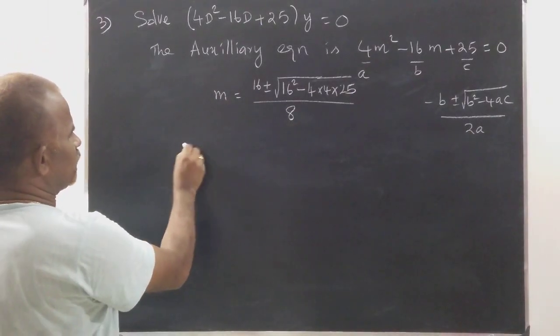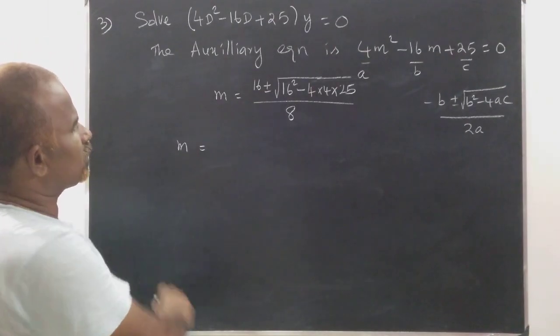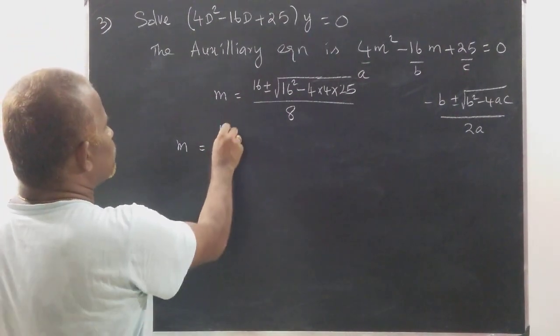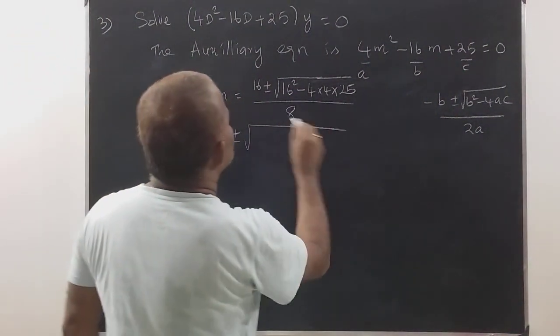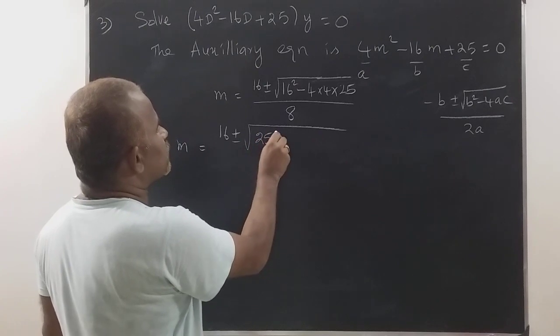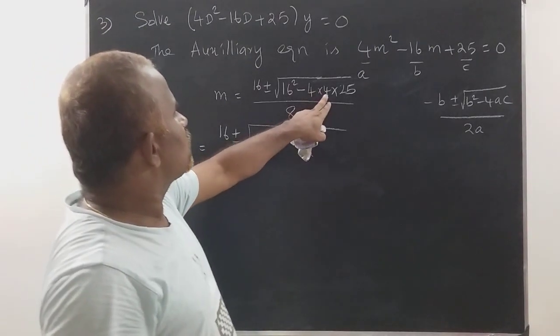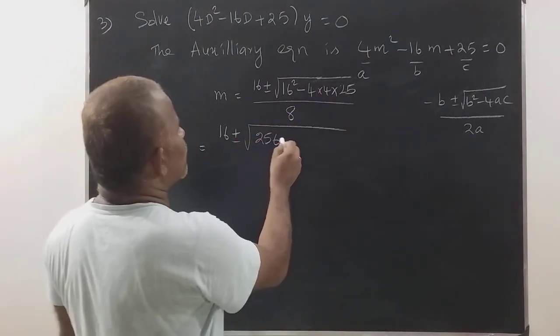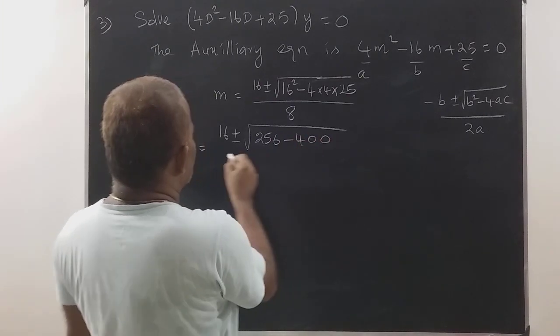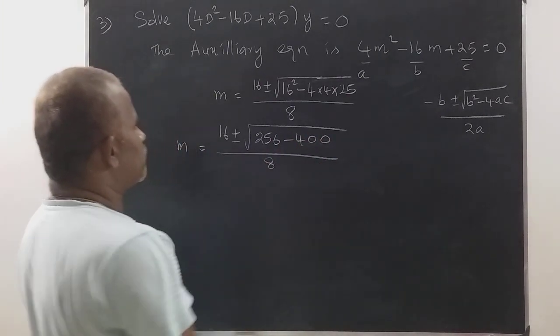So therefore m is equal to 16 plus or minus the root of 16 squared, which is 256, minus 400, divided by 8.